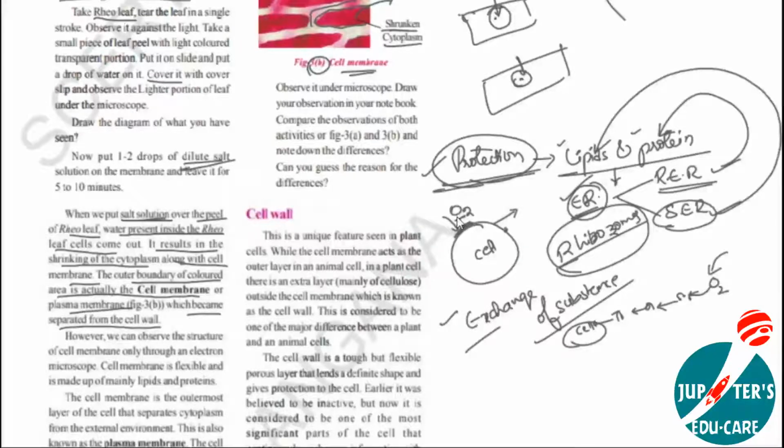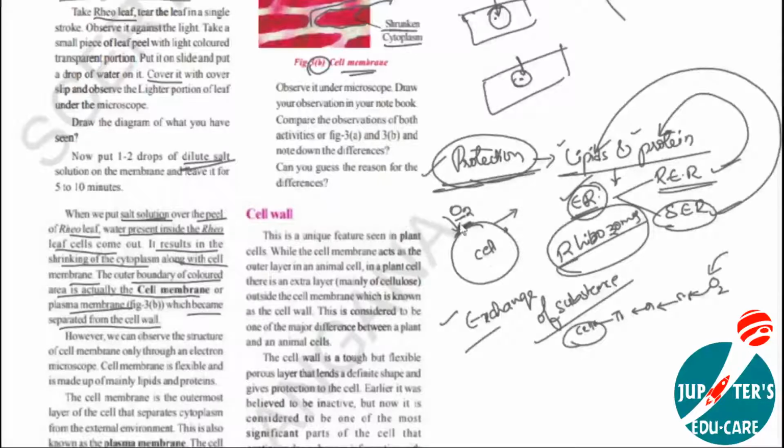Any substance which wants to enter into the cell first of all takes permission of the cell membrane. It is involved in the exchange of gases and substances. Here one substance is oxygen. This oxygen wants to come into the cell, so it must be allowed by the cell membrane itself. If the cell membrane does not allow it, oxygen cannot enter into the cell.